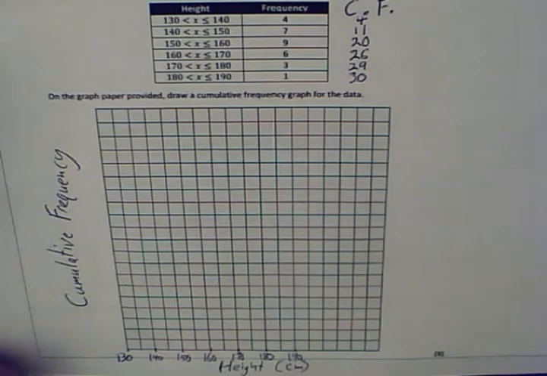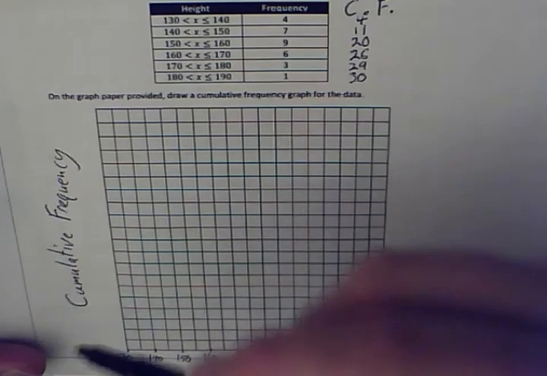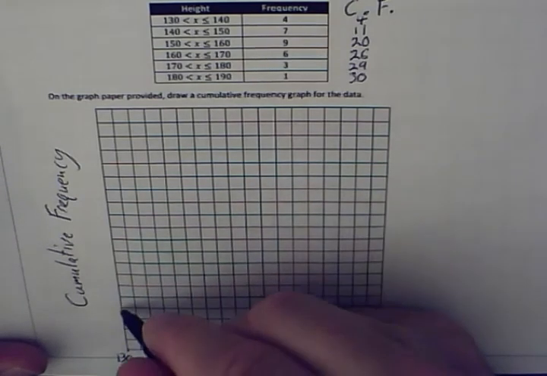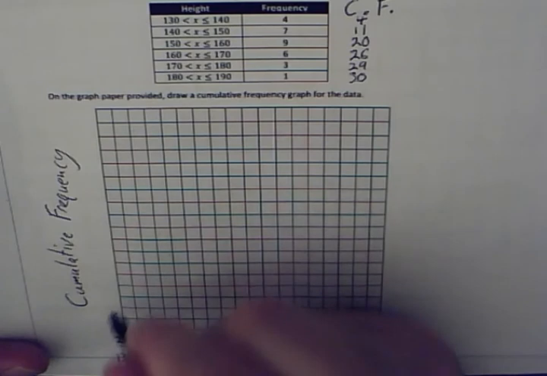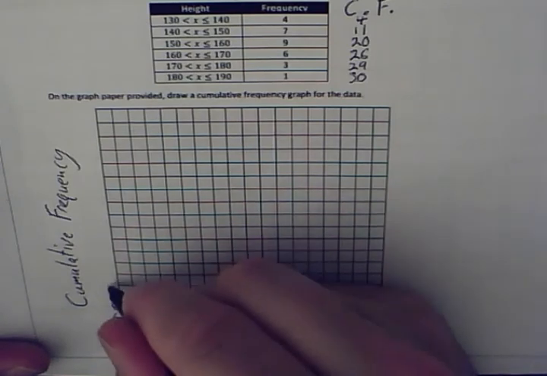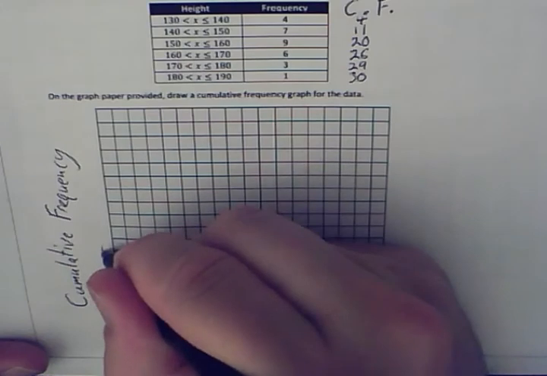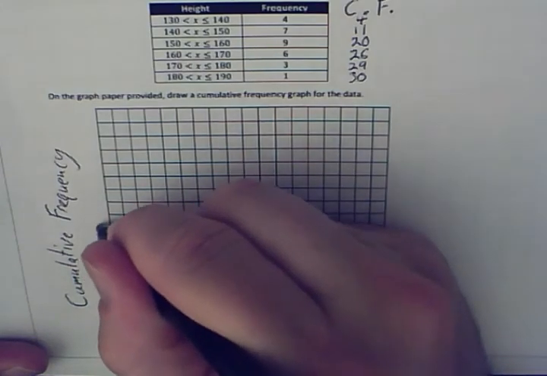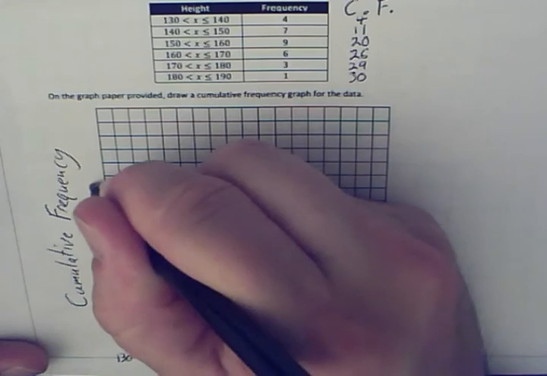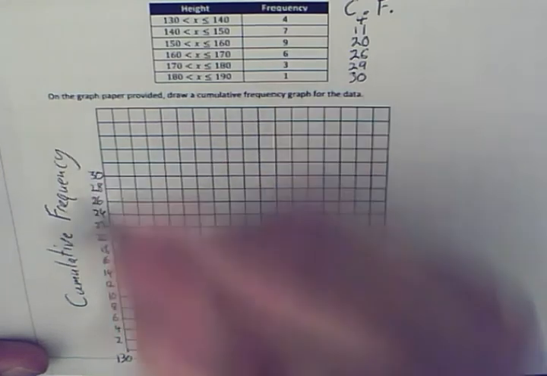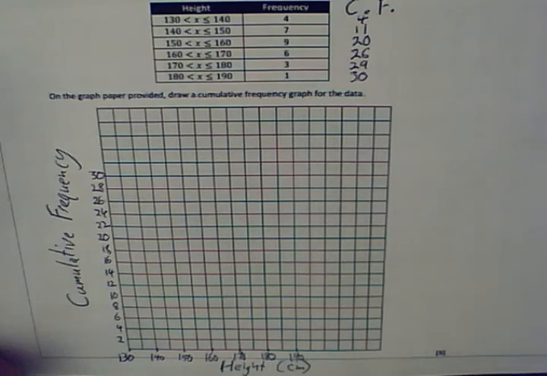Now, cumulative frequency on this side, it's got to go up to 30. So if I go 2, 4, 6, 8, 10, that should be fine. So 2, 4, 6, 8, 10, 12, 14, 16, 18, 20, 22, 24, 26, 28, 30. That's the most it will go up to. So I got that. Now, here's the key bit.